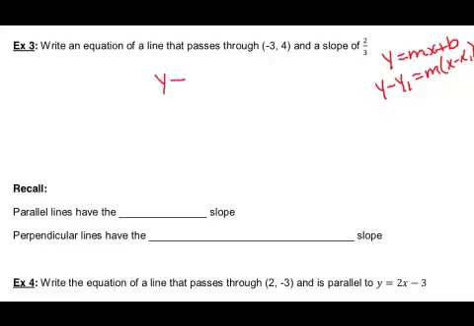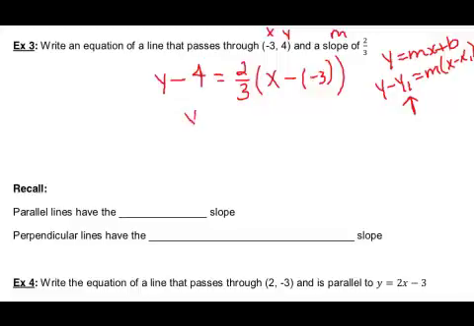So we start with y minus, our y1 is our y value. If we look at our coordinates, -3 is x, 4 is y. So we just plug in 4 for y1, and that equals m, which we know is our slope, 2/3. And then x minus, again, -3 is our x value. So we get y - 4 = 2/3(x + 3).